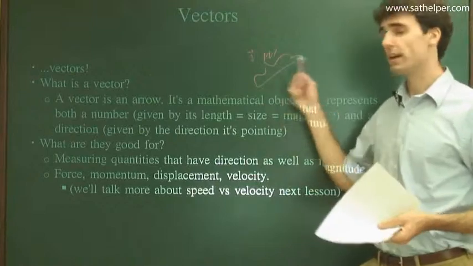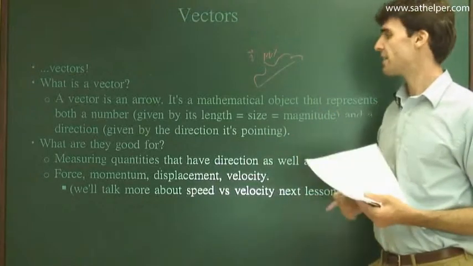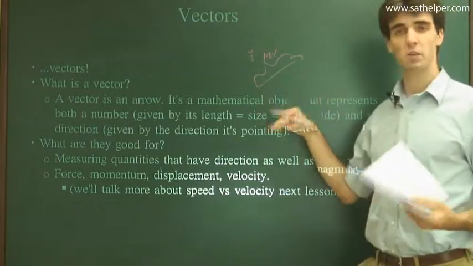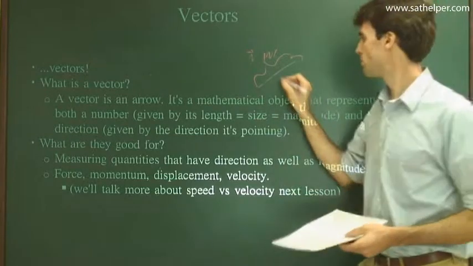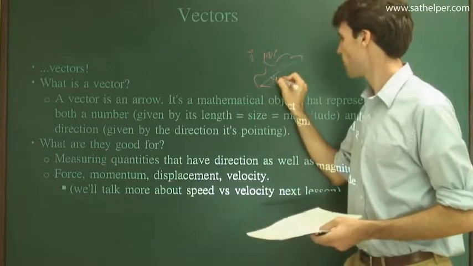So its length is its magnitude or its size, and it has a direction given by the direction in which it's pointing. You could say northeast. You could say, in this case, 45 degrees.